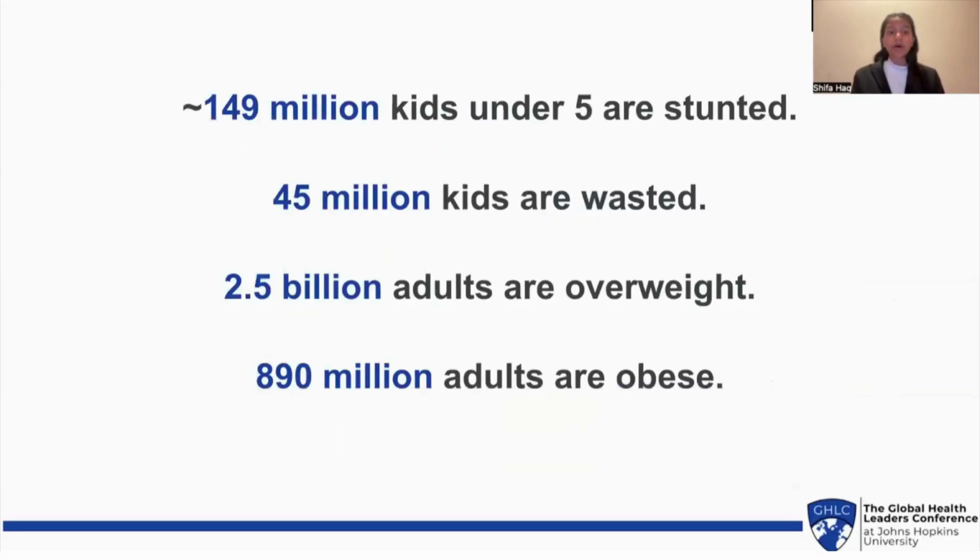With that in mind, approximately 149 million kids under the age of 5 are experiencing stunted growth. 45 million kids are experiencing wasted growth, and 2.5 billion adults are overweight, with 890 million of these adults being obese. All of this indicates that there is a pressing concern for malnutrition that needs to be addressed. But before we discuss how the field of public health is addressing malnutrition, let's better understand undernutrition and overnutrition.